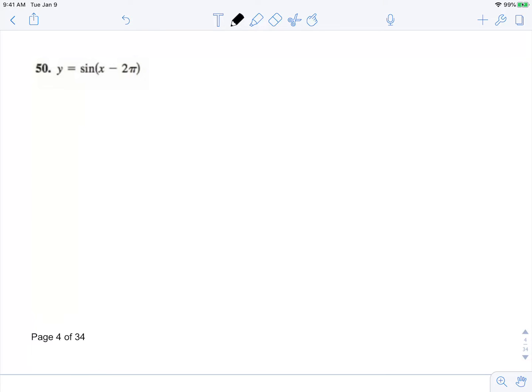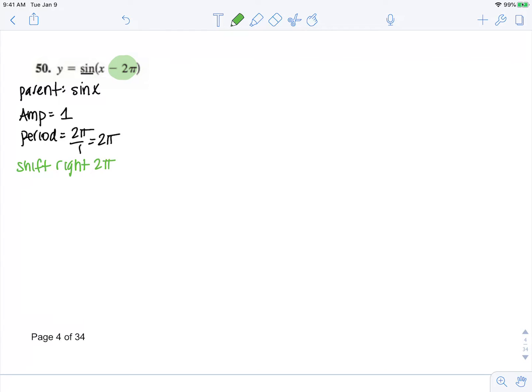So here, number 50, the first thing I pay attention to is what is my parent function, and I look that my parent function is sine x. Now the amplitude is still going to be 1, like a regular sine x function. My period is 2 pi over 1, which is 2 pi. But this subtracting of 2 pi means I'm going to shift right 2 pi units.